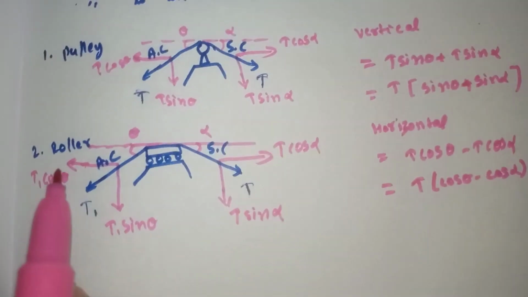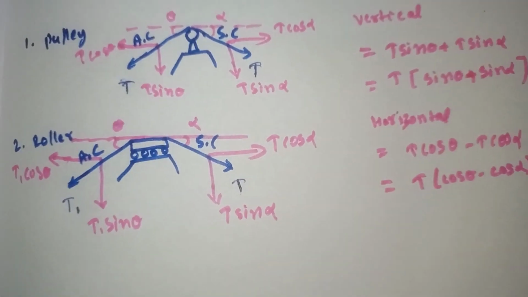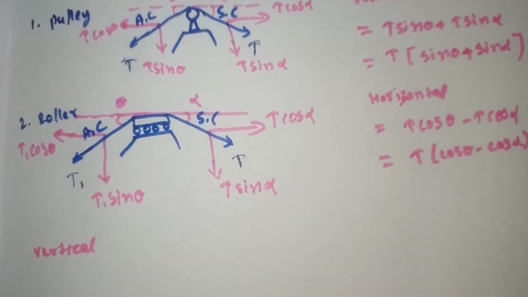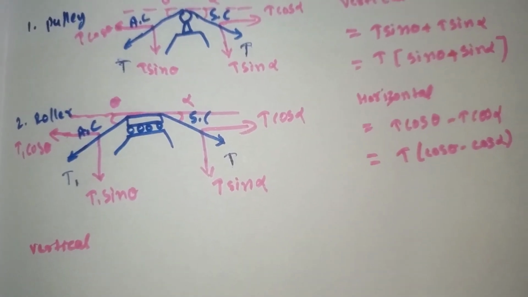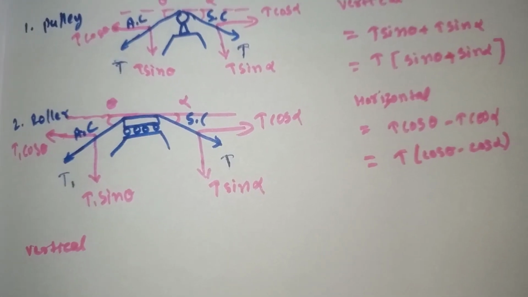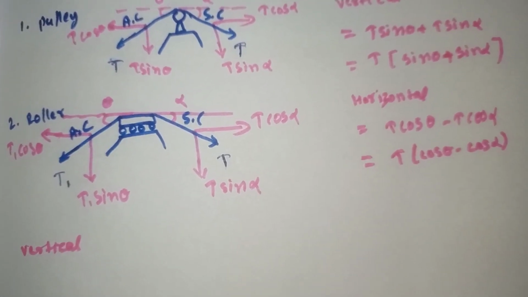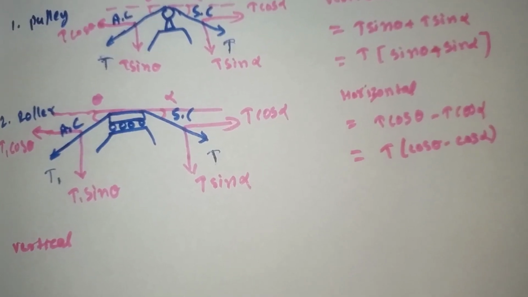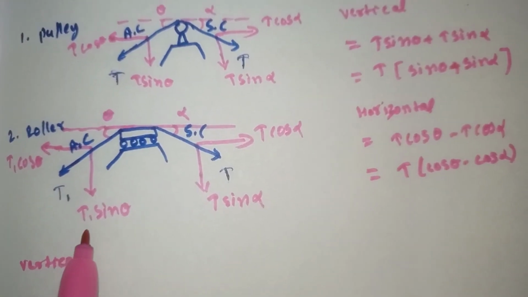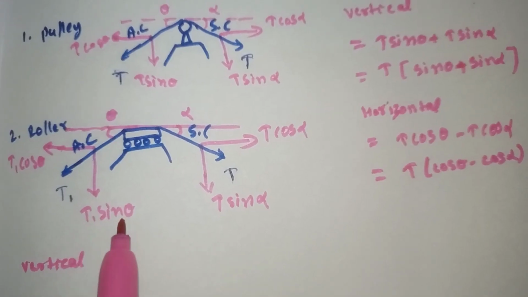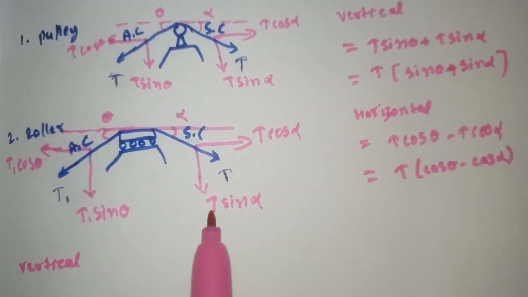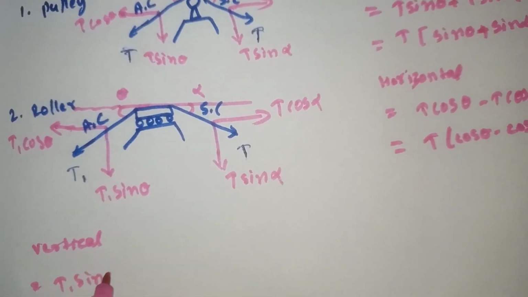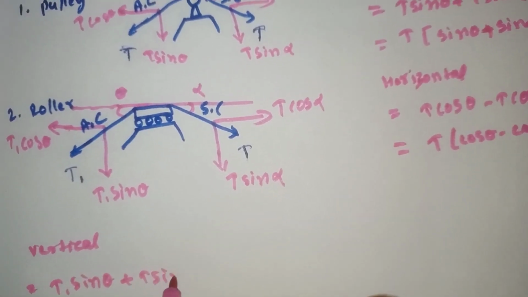Now we will see it for the roller support. For roller support, only vertical load will come always, because the horizontal load will not exist, as the horizontal loads get cancelled with each other. In case of roller, only vertical load will come. So what are the vertical loads here? The vertical loads are T1 sin theta and T sin alpha. So T1 sin theta plus T sin alpha.